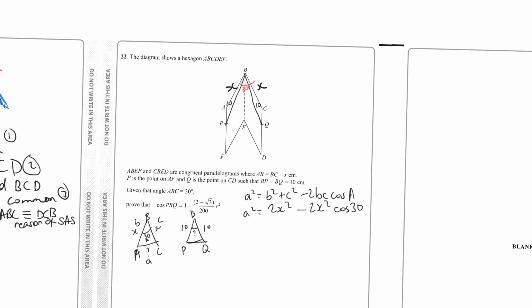Then to refresh your memory, the answer for cos 30 is, remember, you need to learn these values without a calculator. Cos 30 is root 3 over 2. So just to refresh your memory. So then going on, A squared is equal to 2X squared minus 2X squared cos, I'm going to change that to root 3 over 2.